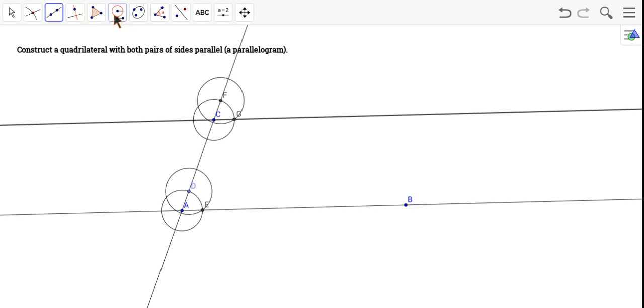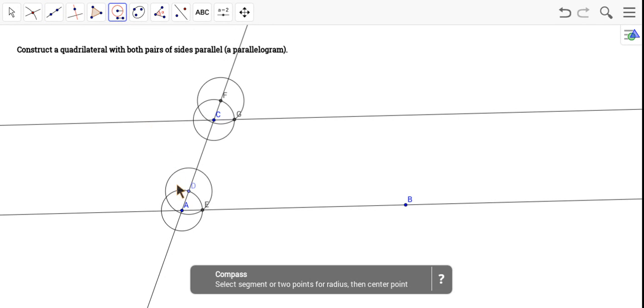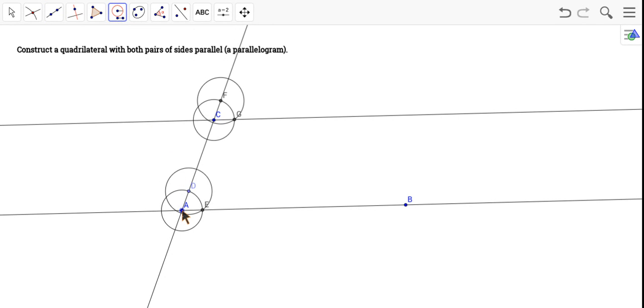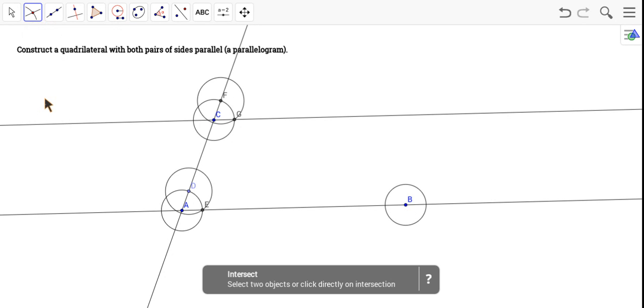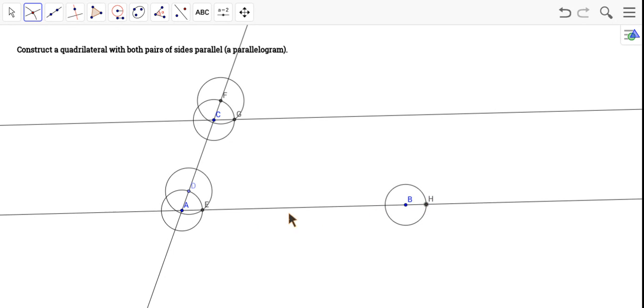So mostly we're just going to use the compass tool to create a circle. Again, that radius was AD. We need that centered at B. So we can find the intersection right there. Again, we want the angle to be the same, but we want that angle to be in the same position.